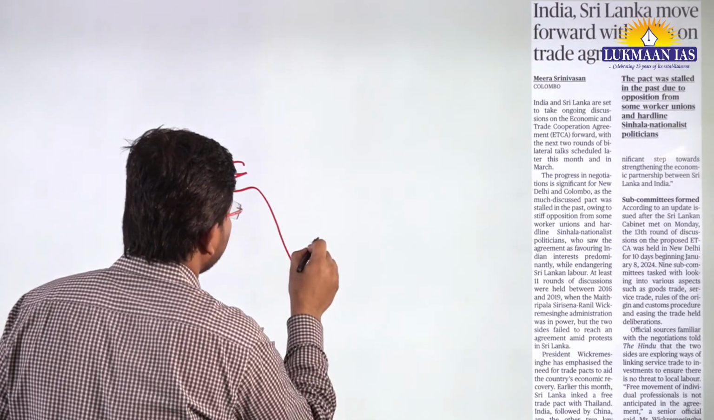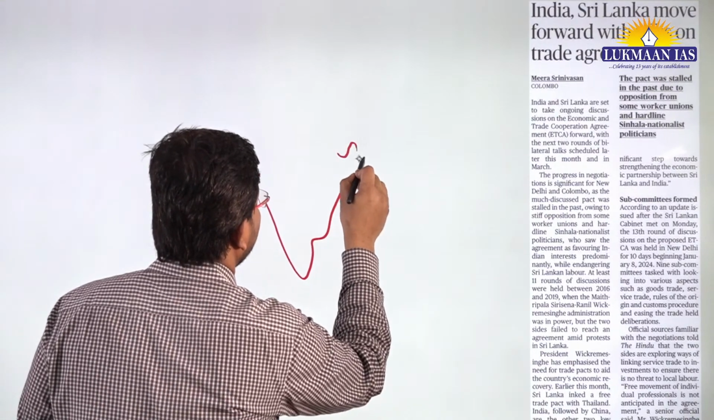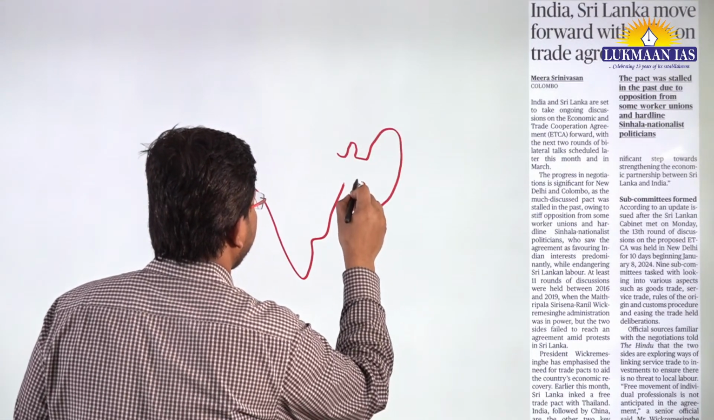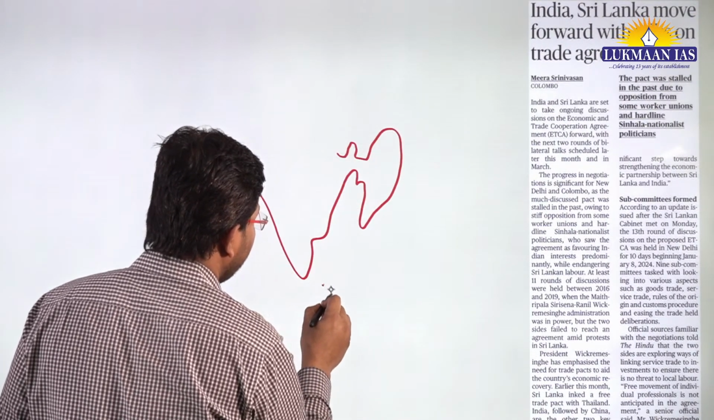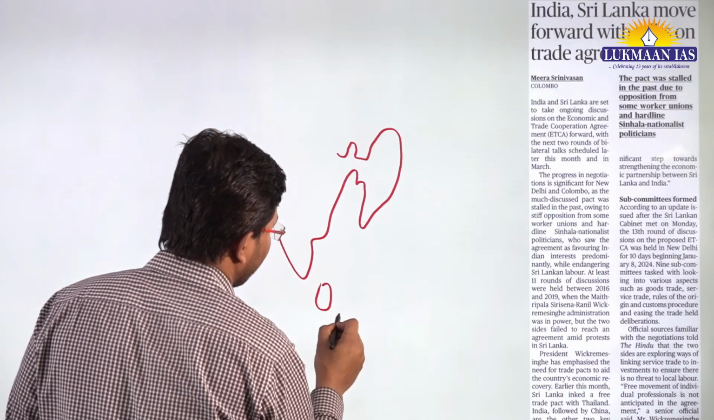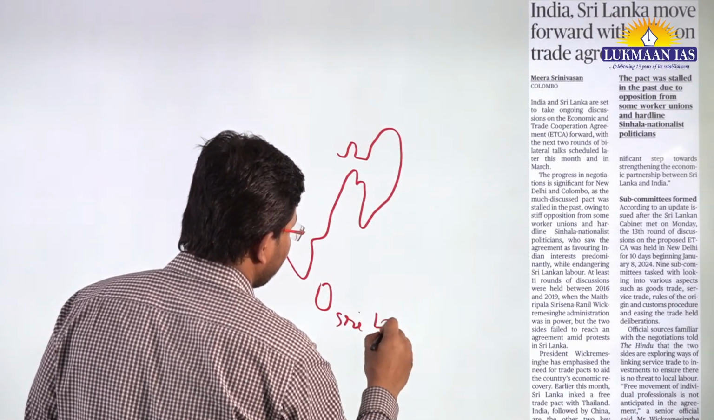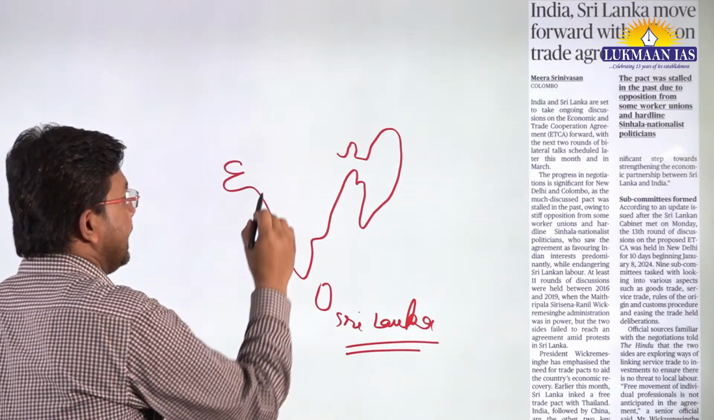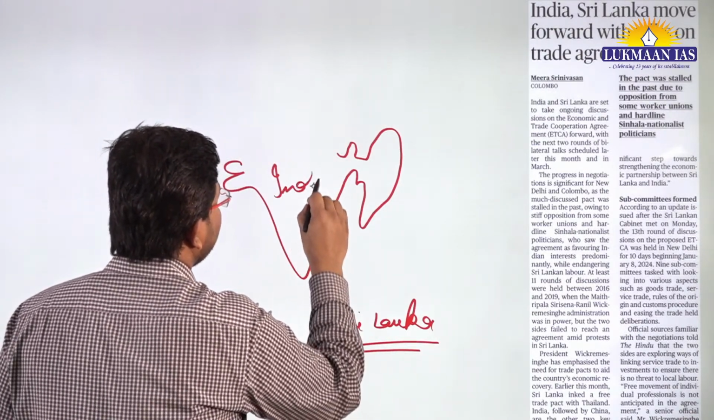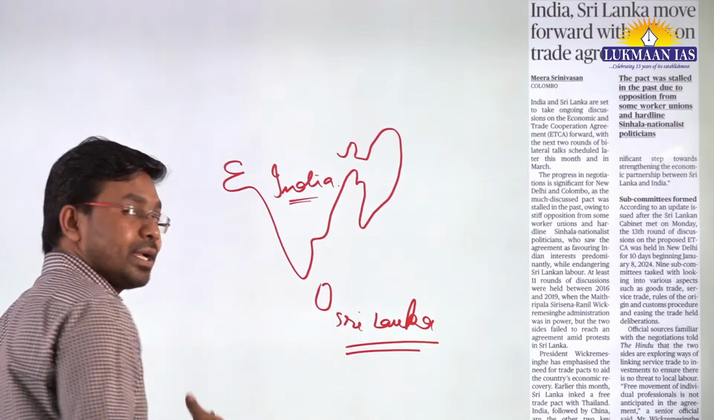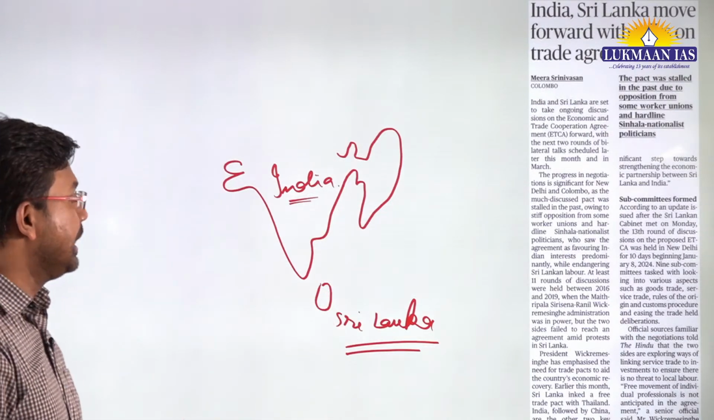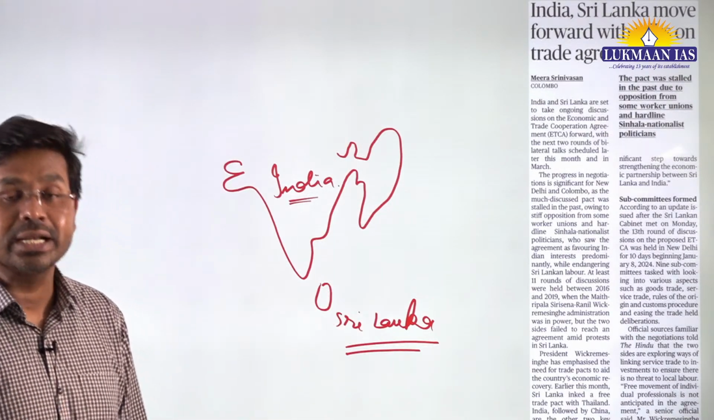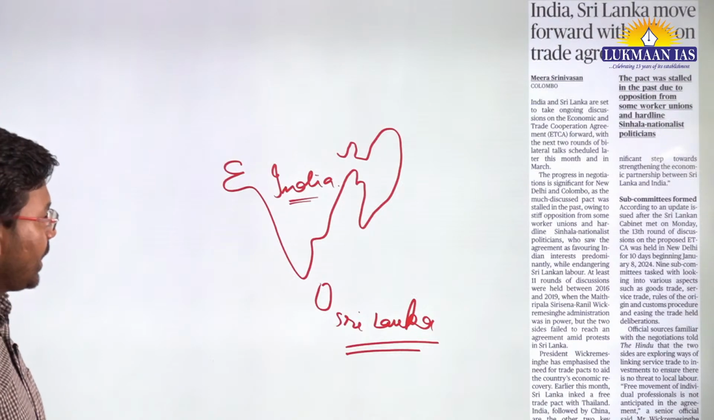Okay, let me quickly draw the map, like map of India. Okay, this is the map of India. This is where Sri Lanka is located. So Sri Lanka is a maritime neighbor of India, and India maintains a very good tie with Sri Lanka. Okay, so there are historical ties also between India and Sri Lanka, civilizational ties, cultural ties, Buddhism ties between India and Sri Lanka.